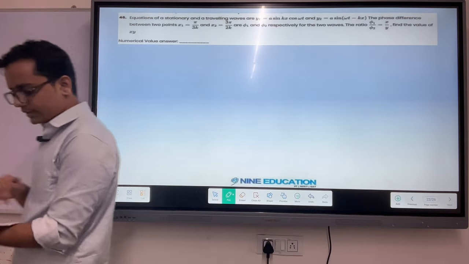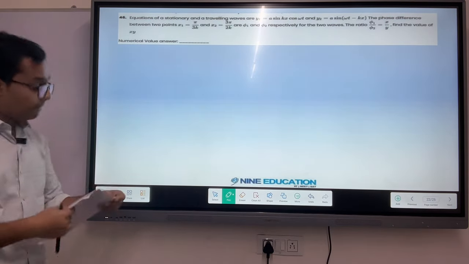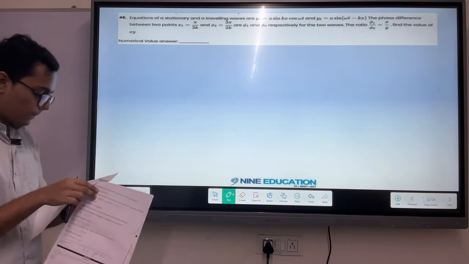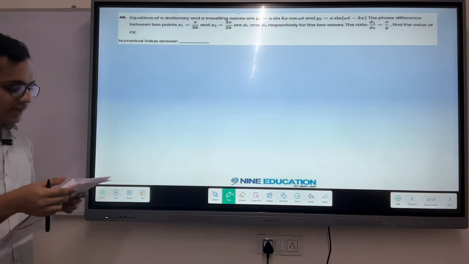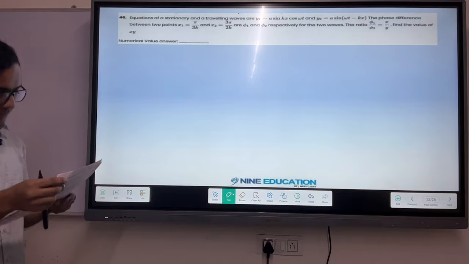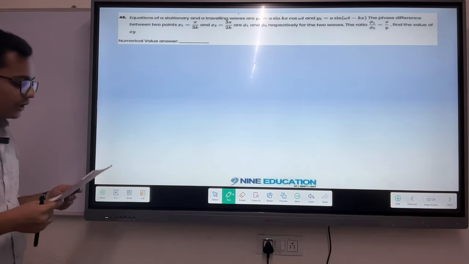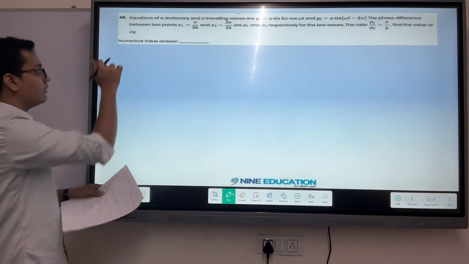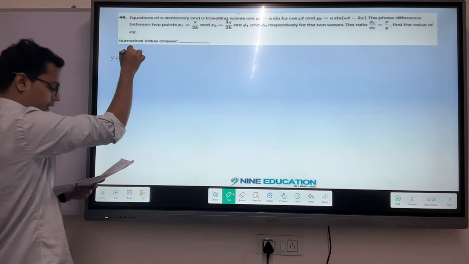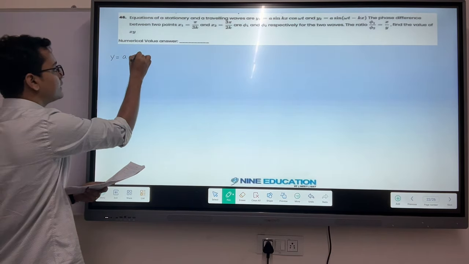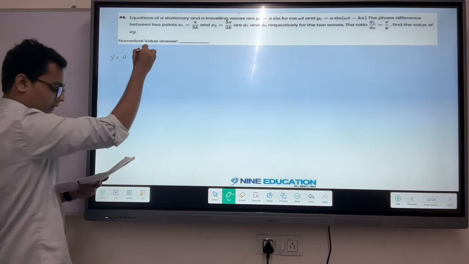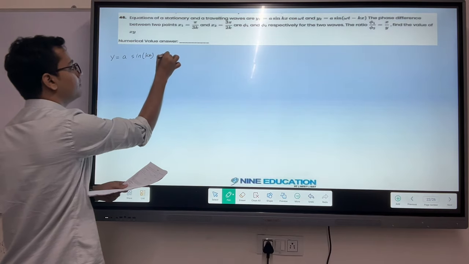Next is 46. Okay, it is a standing wave question. So they are saying that the equation of stationary wave is y is equal to a sin kx cos omega t.